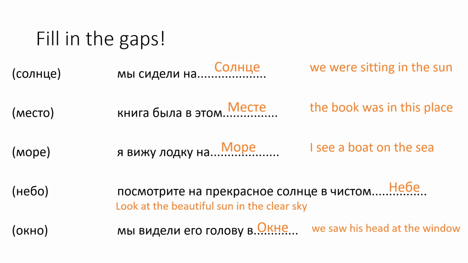Also, with его, the G just sounds like a V. It does this sometimes in the middle of a word. As far as I can tell, there's no fixed rule. I've tried to see if there's any patterns, but I think you just have to learn the instances where the Russian G is pronounced V, and this is one of those instances. So, мы видели его голову в окне. We saw his head at the window.